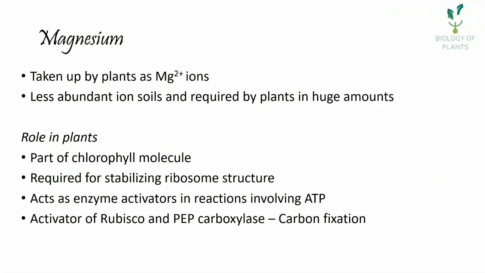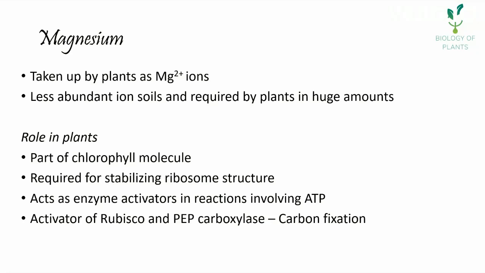Magnesium is taken up by plants as divalent cations. It is required by plants in large quantities for various physiological functions. But in soils, magnesium is not readily available for uptake, and they often become a limiting nutrient. Magnesium forms an integral component of the tetrapyrrole chlorophyll molecule, where it is involved in light absorption during photosynthesis. They also play a role in stabilizing the structure of ribosomes, thereby indirectly involved in protein synthesis.